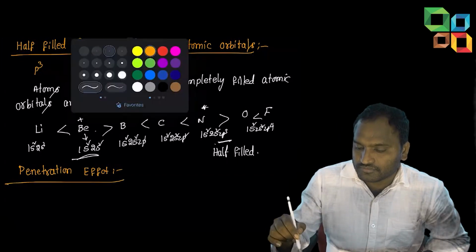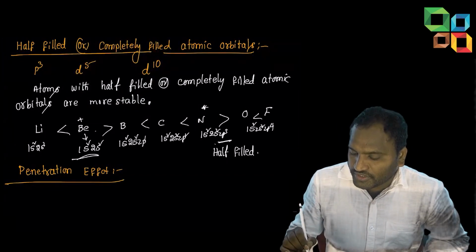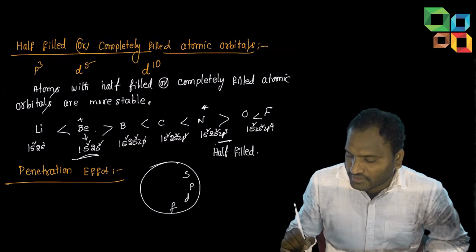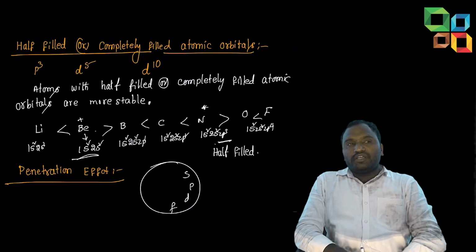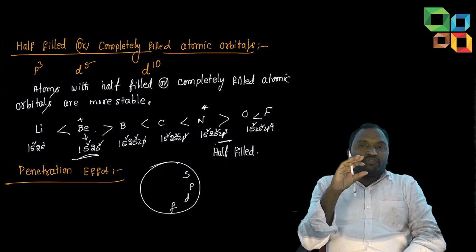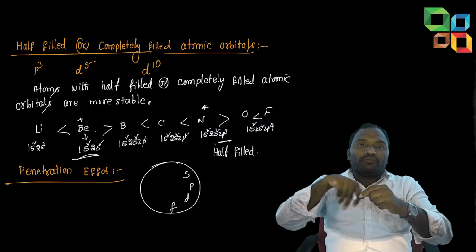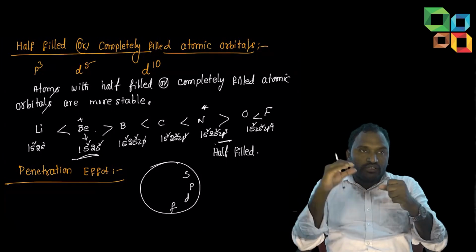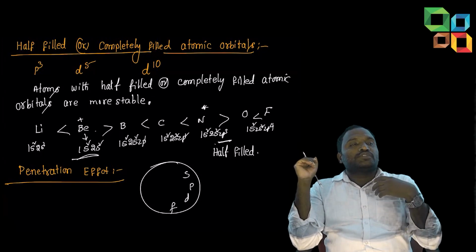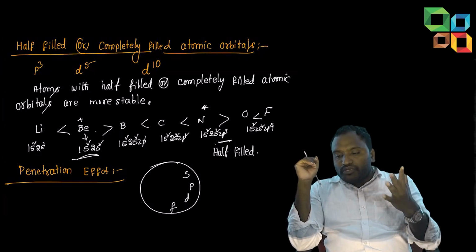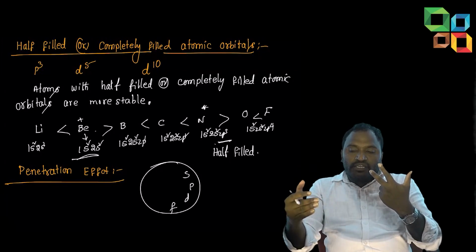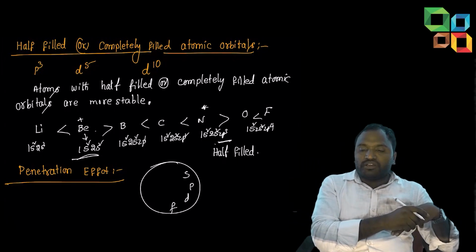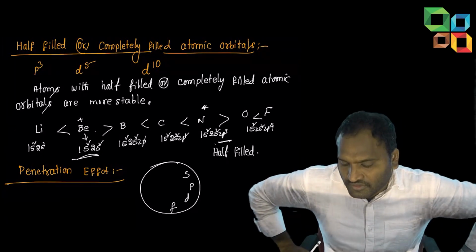Penetration effect. If you consider one shell, there are s, p, d and f subshells. Here s, because of its symmetrical shape, will penetrate to the nucleus. Penetrate to the nucleus means it is very close to the nucleus. So removal of an electron from s is difficult compared to p, p to d, d to f. From p, d, f, complexity in their shapes increases, so the attractive power will be less. That power is called penetration power.